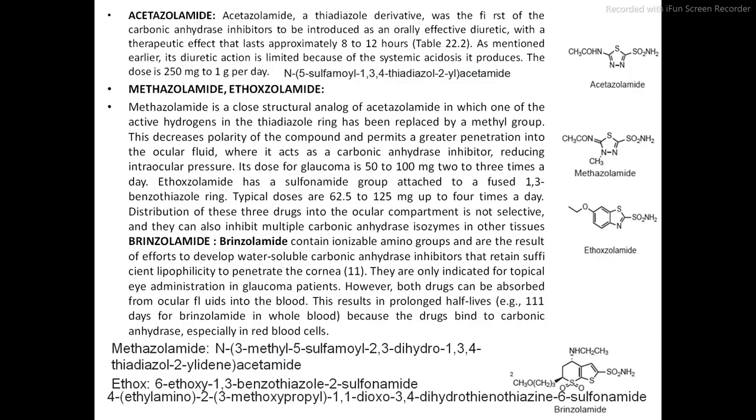And these are the drugs. So there are around 1, 2, 3, 4, right? 4 drugs are there in our syllabus. The first drug is acetazolamide. Second one is methazolamide. Then the next one is ethoxyzolamide. And the last one is brinzolamide. So these are the drugs which are there in our syllabus.